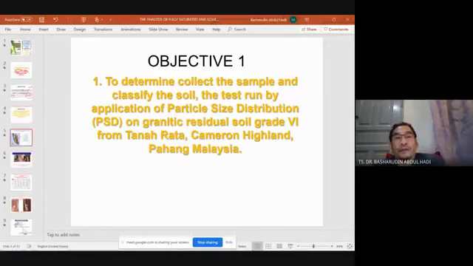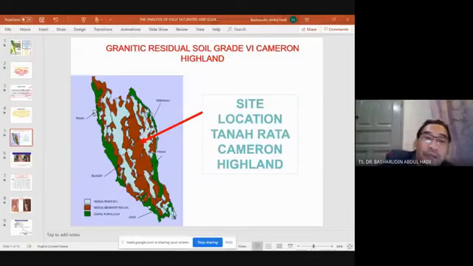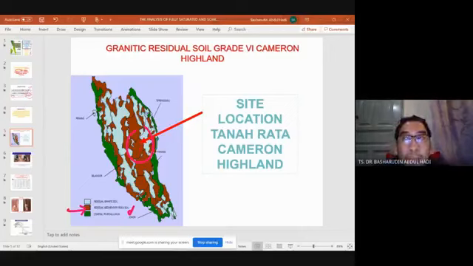First of all, this is our site location. This is the map of Peninsula Malaysia. You can see this one is Cameron Highland, and this color is something like maroon. The maroon color indicates residual sedimentary rock soil. This is Cameron Highland, because this soil comes from the weathering process of granitic rocks.